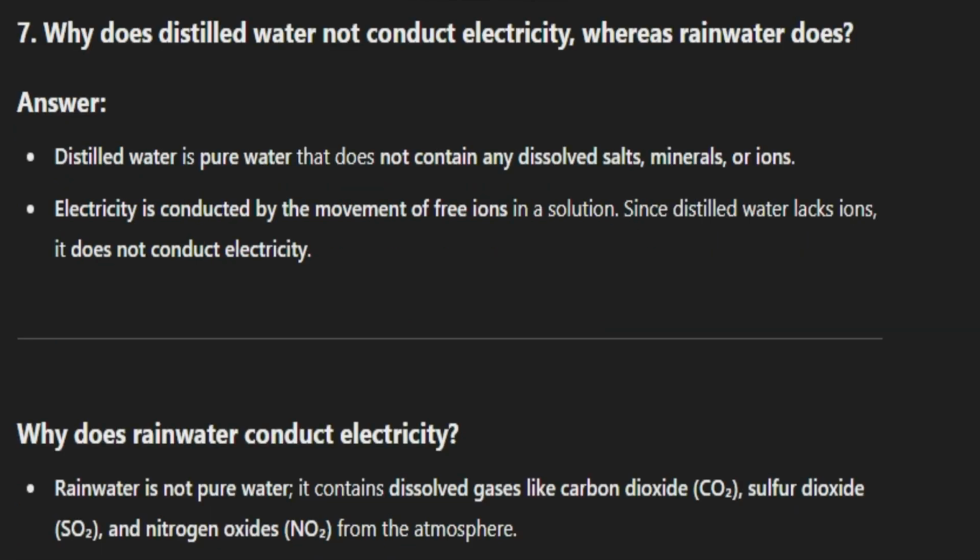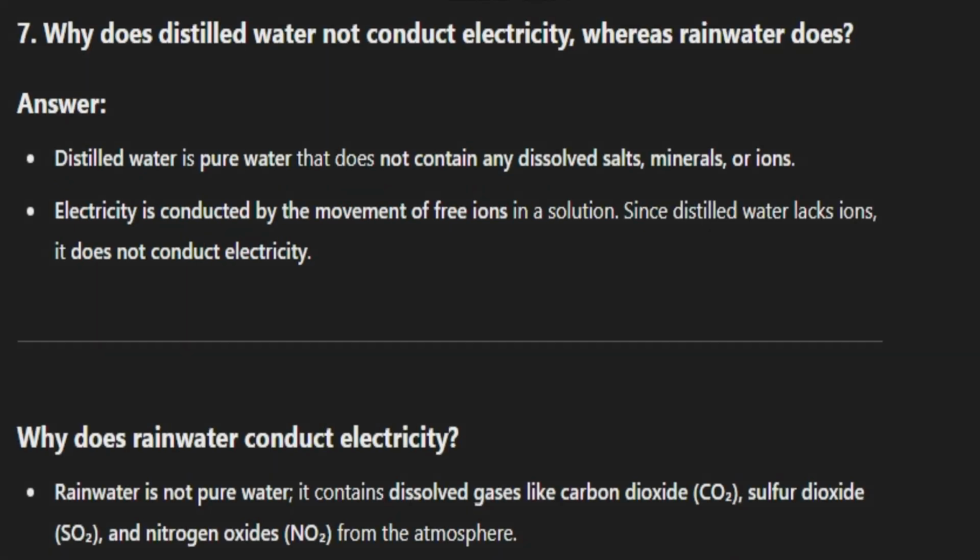7. Why does distilled water not conduct electricity, whereas rainwater does? Answer: distilled water is pure water that does not contain any dissolved salts, minerals, or ions. Electricity is conducted by the movement of free ions in a solution. Since distilled water lacks ions, it does not conduct electricity.